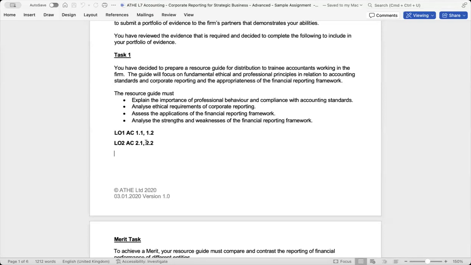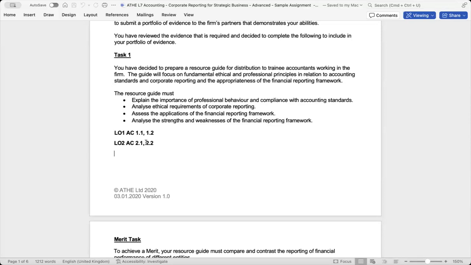Identify and analyze the strengths of the financial reporting framework, such as improved transparency and comparability. Discuss potential weaknesses, including complexity and rigidity, and how they can impact financial reporting. Provide practical examples to illustrate these points.